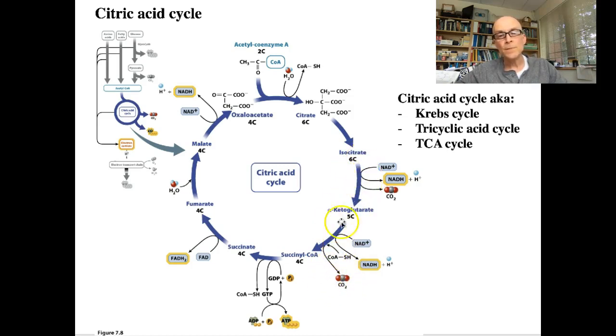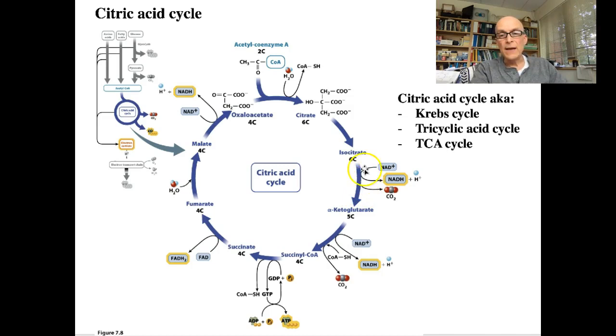So from a molecule with 6 carbons, 1, 2, 3, 4, 5, 6, we remove 2 carbons and we end up with a molecule which only has 4 carbons. That is called oxaloacetate. And that is also referred to as the acceptor molecule of the citric acid cycle.